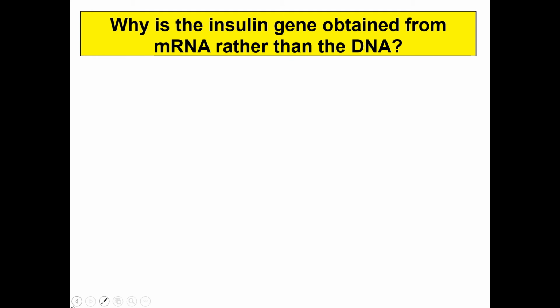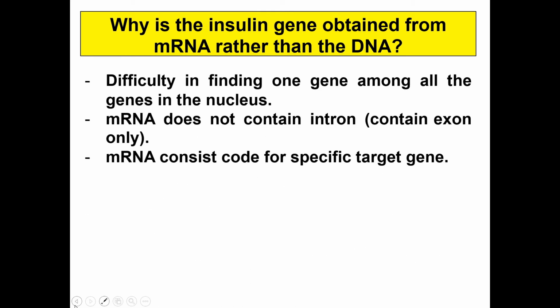As I mentioned earlier, the insulin gene is obtained from mRNA instead of DNA. This is because of the difficulty in finding one gene among all the genes in the nucleus. Next, because mRNA does not contain intron. Intron is a region on DNA or RNA that does not code for any amino acid. So it means mRNA contains exon only. Because of this, mRNA consists of the code for a specific target gene.